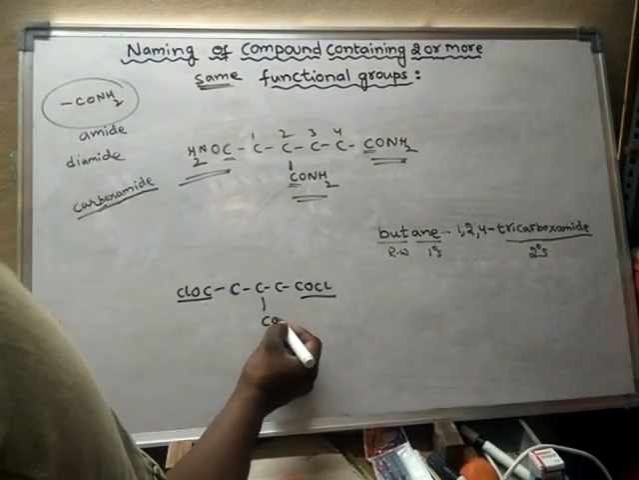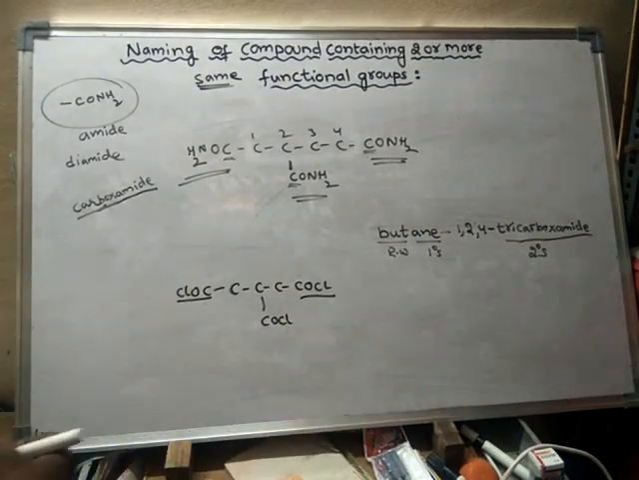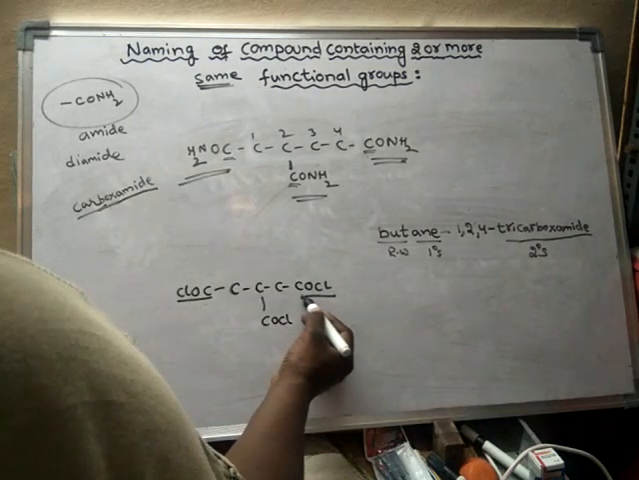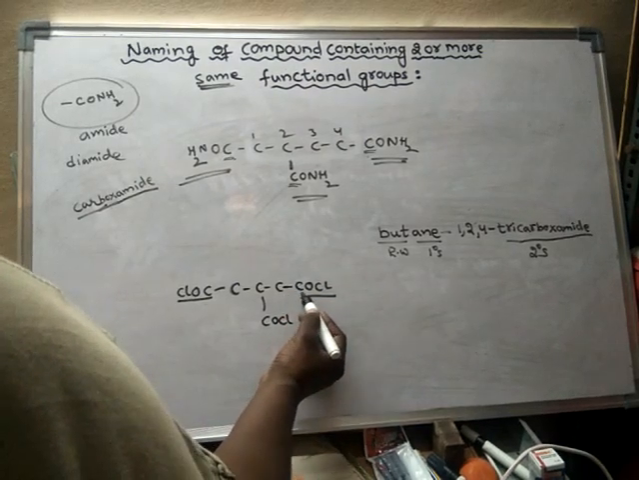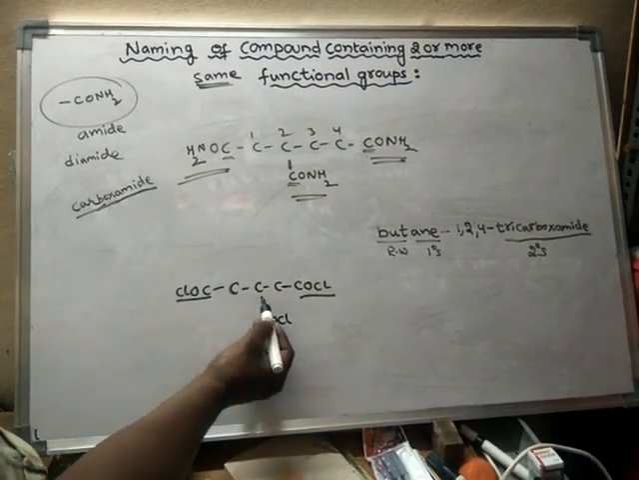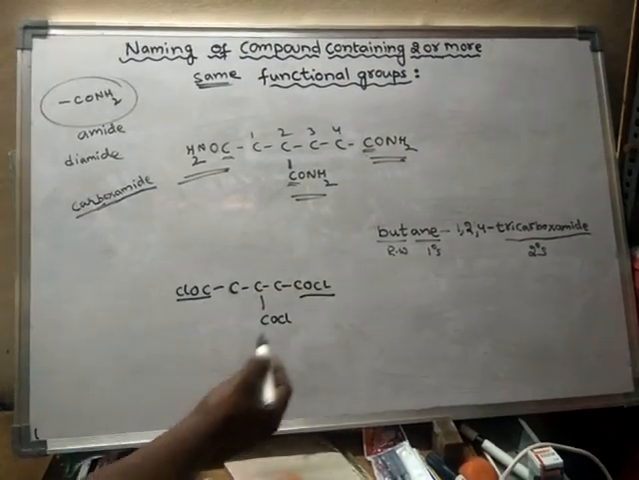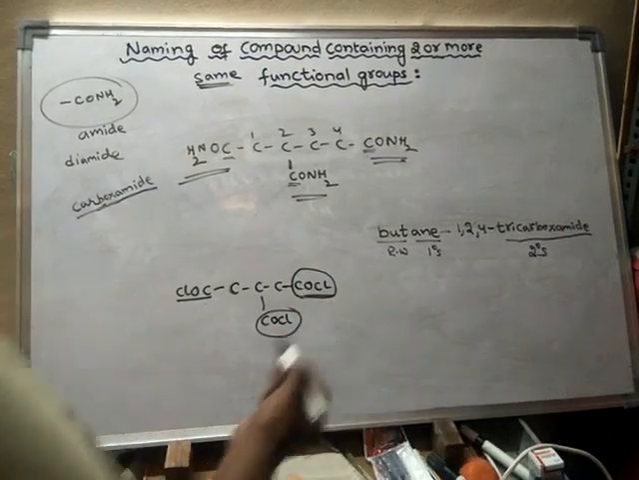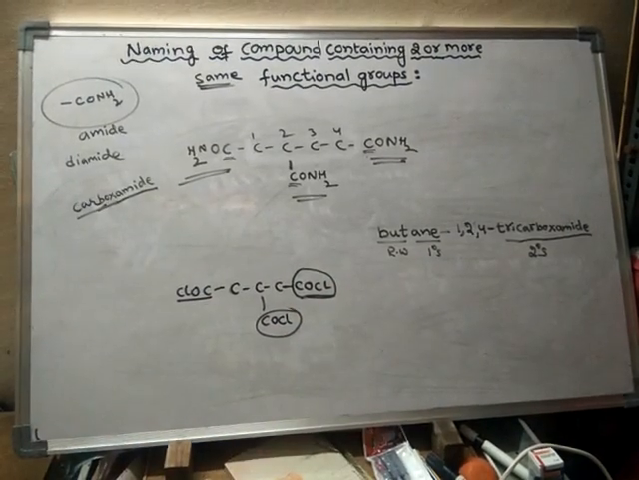So one more COCl. So there are 3 carbonyl groups. This carbonyl chloride is attached through the carbon. Here also it is attached through the carbon. Here also it is attached through the carbon. So these are 3 similar chain terminating functional groups. Hence the name of this compound will be like this.